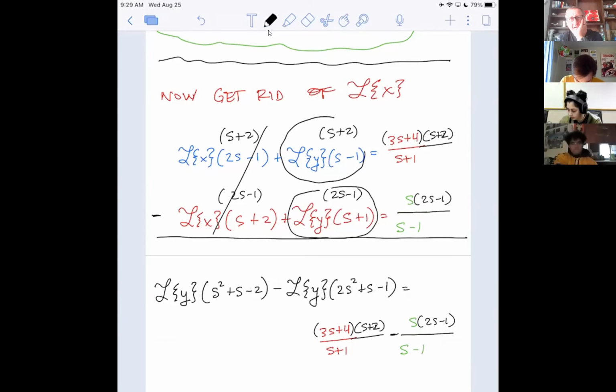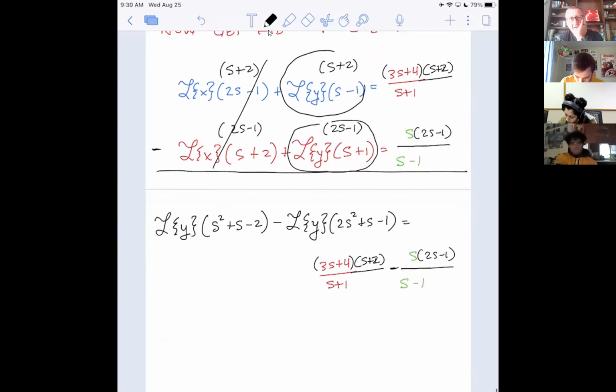So do you find yourself thinking, awesome, I'm on my home court, I know what to do now? Well, notice you have like terms on the left-hand side. So if I multiply that all out, I have s squared times the Laplace transform of y minus 2s squared times the Laplace transform of y. Isn't that just a total of minus 1s squared? And then s minus s is gone. That's kind of cool. And minus 2 minus a minus 1 is actually minus 1.